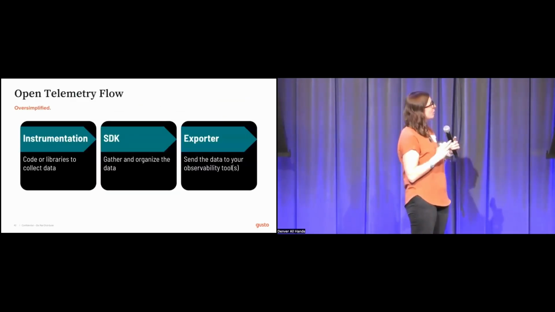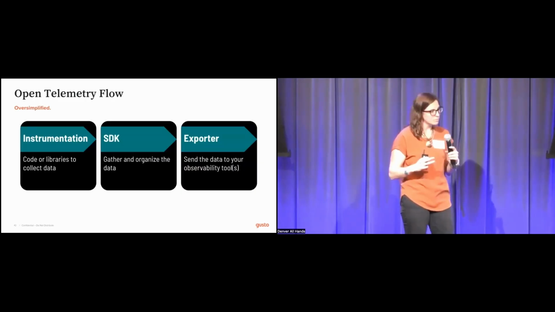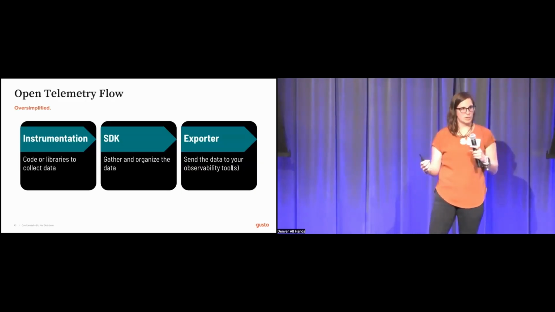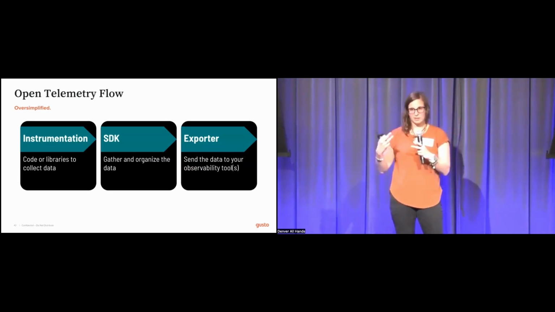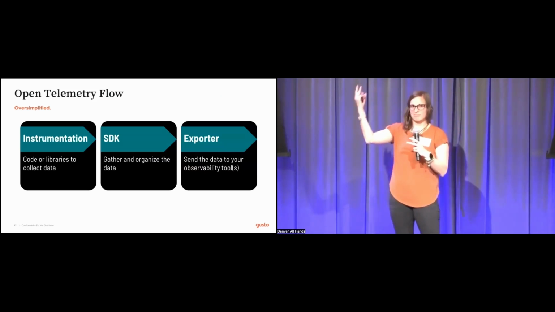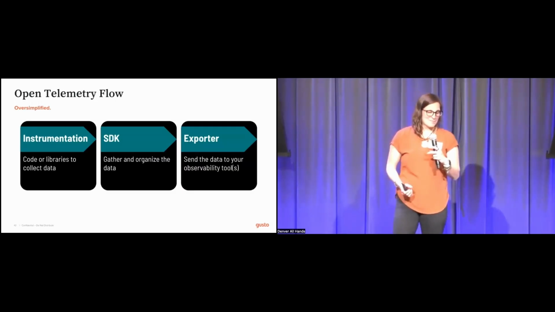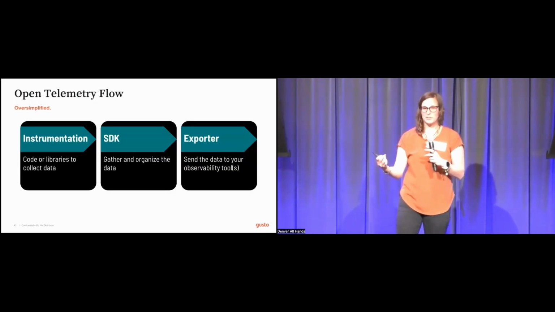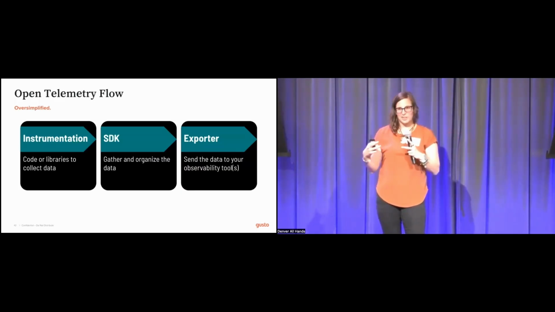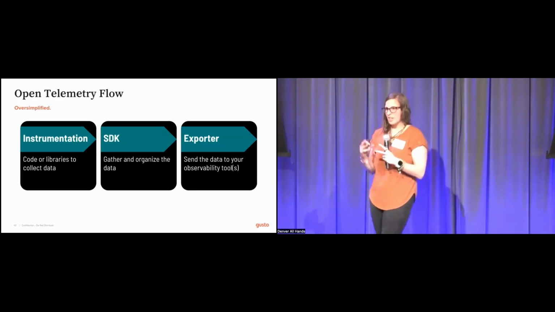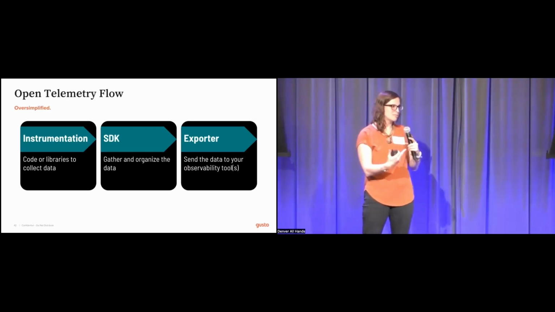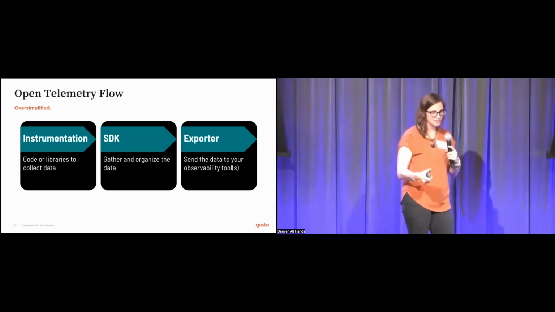For a very oversimplified flow, you start off with instrumentation, where you take code and libraries and put them into your application, which helps you to collect the data. It sends it to the collector, this very vague thing I've been learning about. Then the SDK, or software developer kit, gathers and organizes all of that data. And then the exporter exports that data to your observability tool of choice: Datadog, Grafana, Splunk.